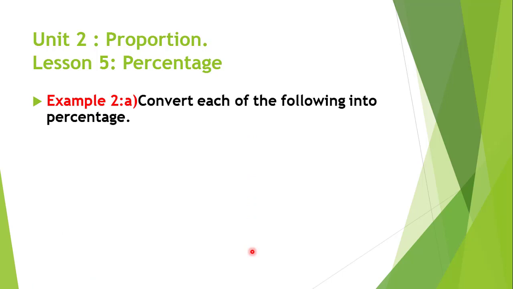Let's move to example number 2. Convert each of the following into percentage. The first ratio is 12 to 25. We said before, a percentage is a ratio, but the second term should be 100. Here we have 25, so I multiply 25 by 4 and also multiply the first term by 4. 12 by 4 and 25 multiplied by 4. The result will be 48 to 100. It means 48%.